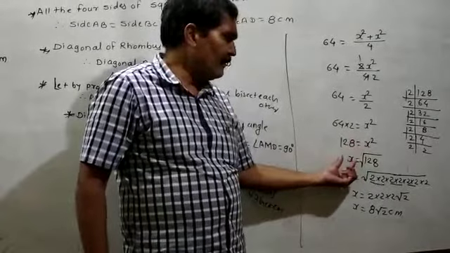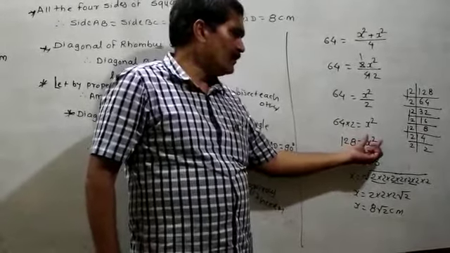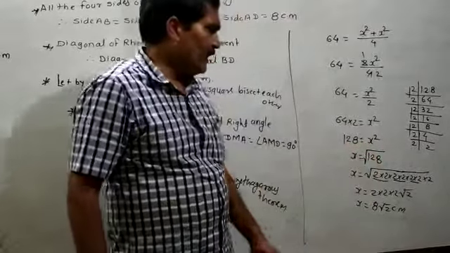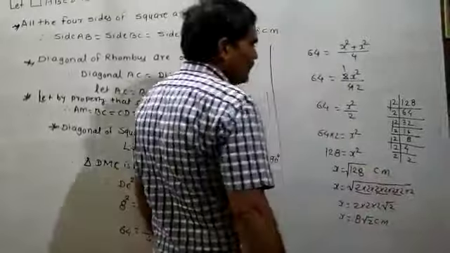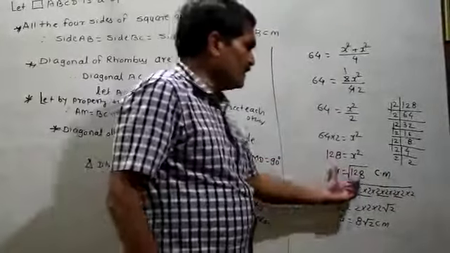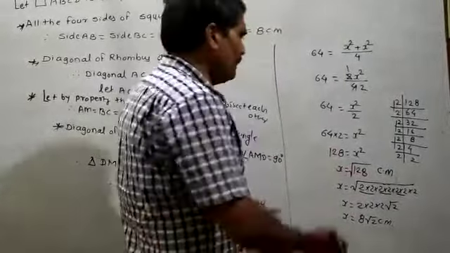You have to find the value of x. Once you remove the square, you have to take the square root. At that time x is equal to root 128 centimeters. This answer will come. In the book, this answer is given as root 128 centimeters.